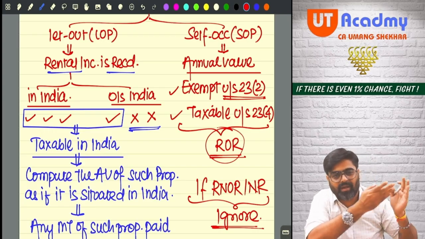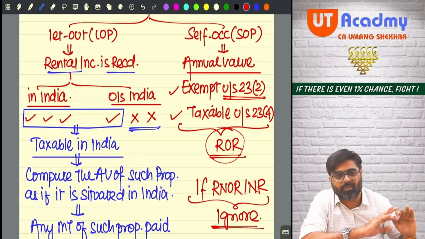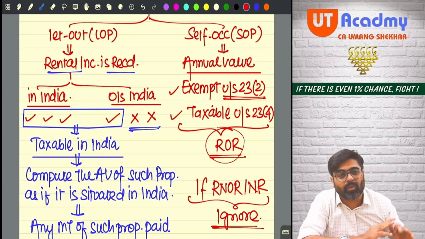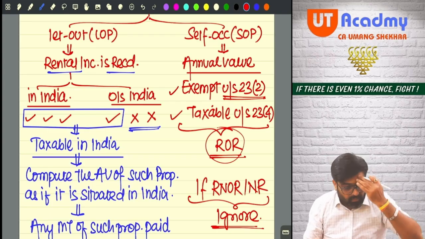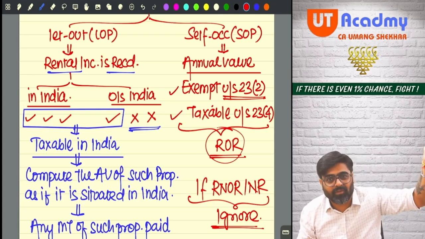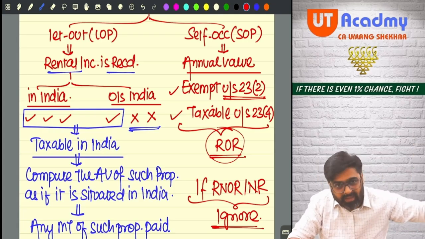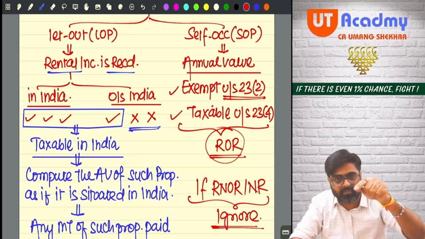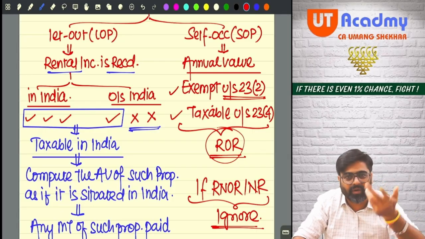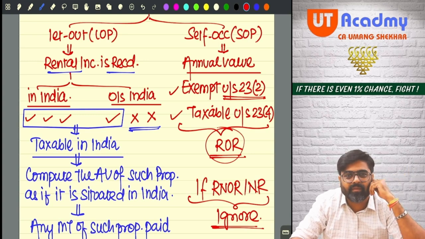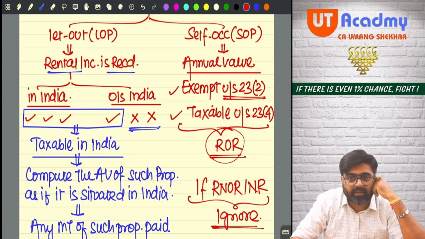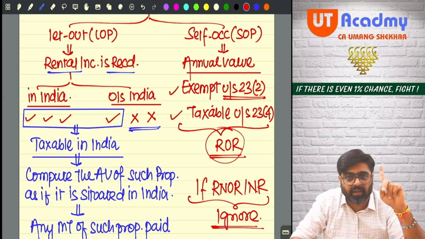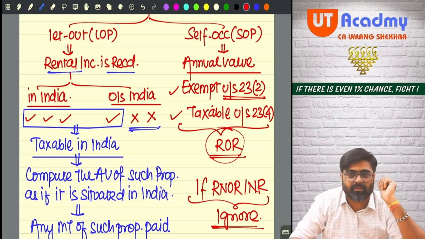Whether you are RNOR or NR, you are yourself outside India and your property is also outside India. From that you are not earning any income in India, not receiving any income in India. You are using that property as your SOP, which is outside India. So are we going to bring the annual value of that property and charge that income to you in India? No, forget about it. But if you are ROR, then this needs to be done. Will you remember this? Entire discussion easy? Sure. Now we are going to solve two questions having this concept.